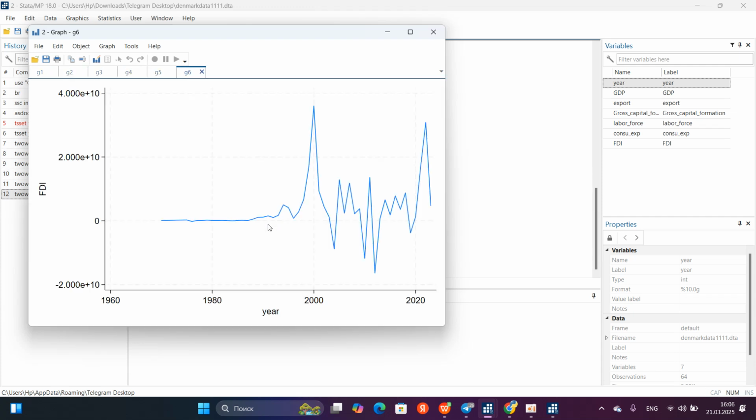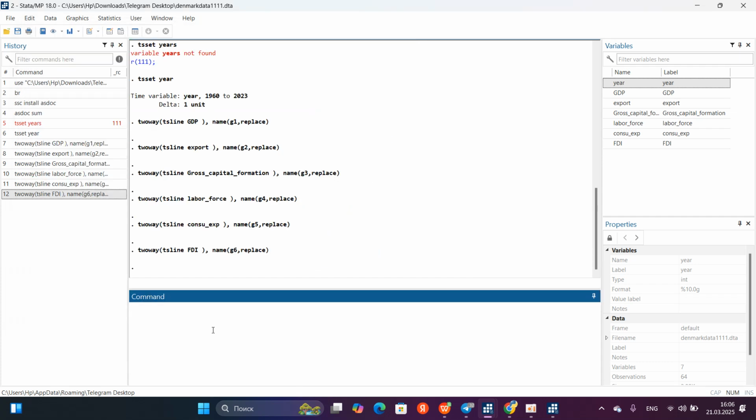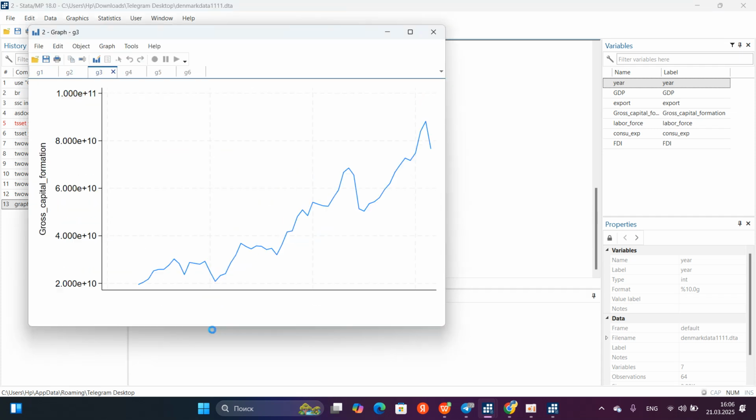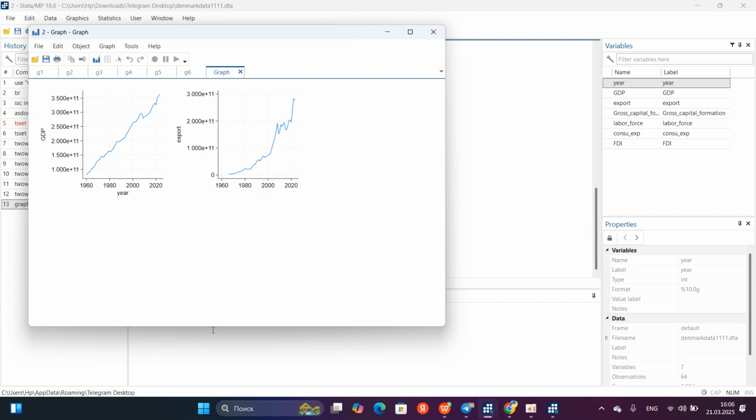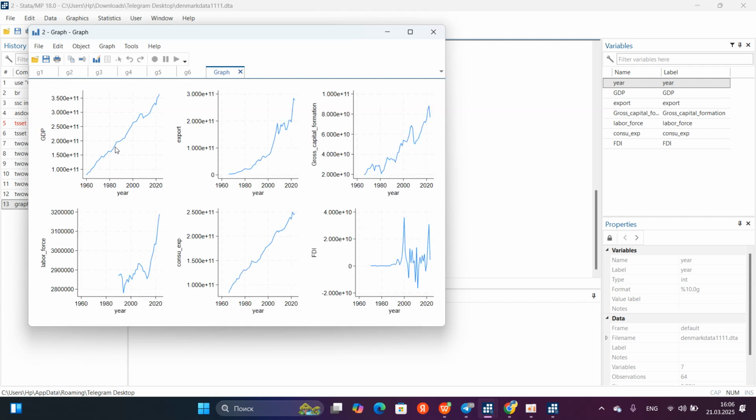Here you can see all the graphs, and then we can write graph combine G1, G2, G3, G4, G5, and G6. Why did I write the name G3 replace, for example? It helps us to save the graph as a G3 variable. And when we write graph combine G1 to G6, it helps us put all the graphs in one table, as I said before. And here you can see all the graphs: GDP, export, gross capital formation, labor force, consumption expenditure, and FDI, meaning foreign direct investment.